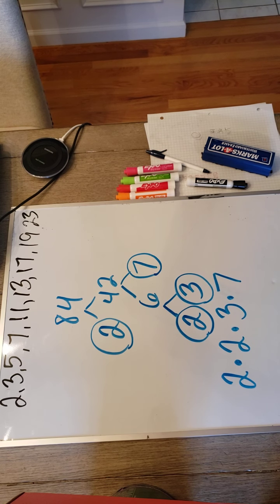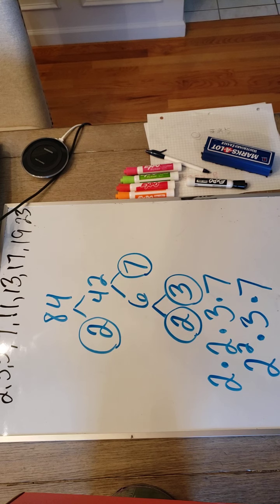For exponential form, you look for any repeats. 2 repeats twice, so you have 2 to the second power. There's only 1 3, so drop it down, and there's only 1 7, so drop it down. So your final answer is 2 squared times 3 times 7.